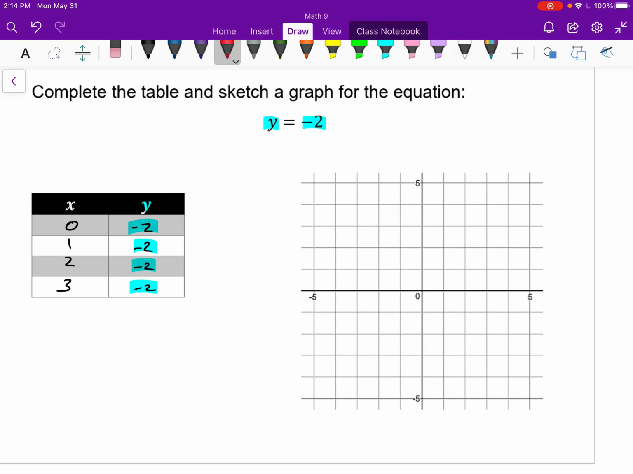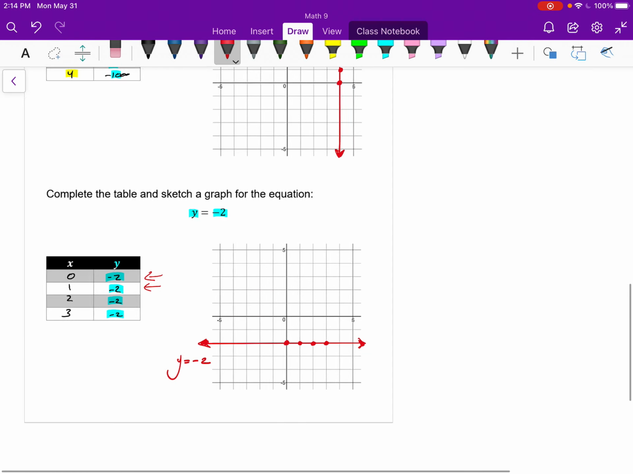Because if y is negative 2, for example, look at this first point: x is 0, y is negative 2, that's right here. Next point, (1, negative 2), that's right here. And the next point's right here. And you get the idea. I have this horizontal line being drawn at all the places where y is equal to negative 2. And so there's the graph of the equation y equals negative 2.